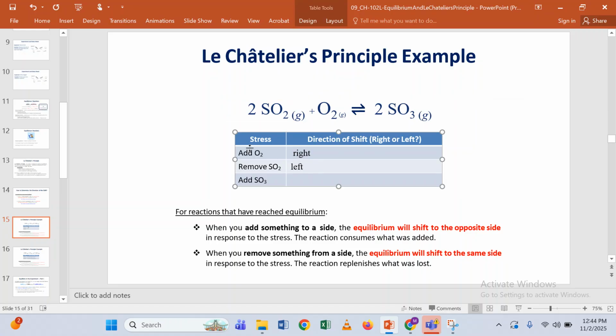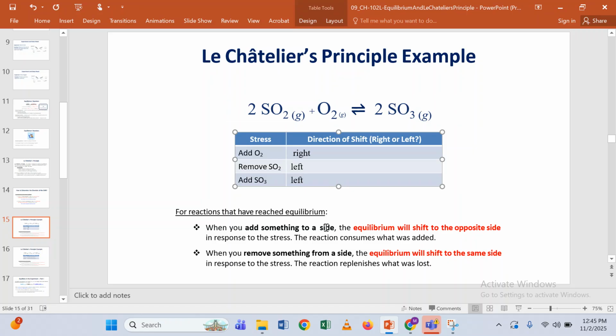Last but not least, what if we want to add SO3? So again, if we add SO3, now we have a lot of SO3 on the right side. The system does not want that. It wants to get rid of the SO3. So if we add a lot of SO3 on the right side, the system will shift to the left away from it in order to decrease the amount of SO3 that was added.